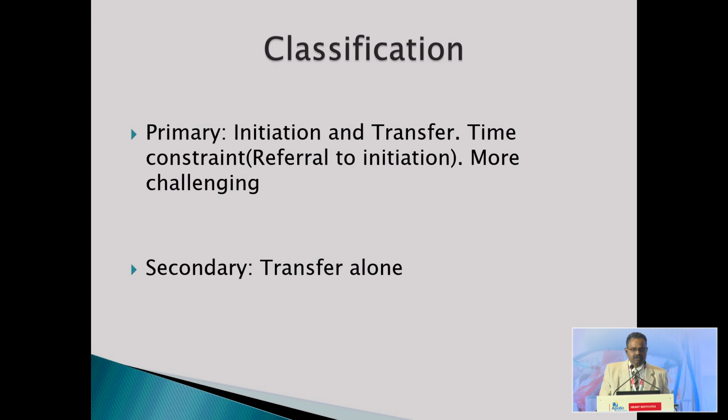And these types of patients are more challenging because once you initiate ECMO, as you all know, there may be some hemodynamic instability, an episode of SIRS, or bleeding issues like that. So once we settle everything, then we can transfer these patients. The second group is secondary transfer, where those patients are already on ECMO, stabilized, and only transferred from one center to the other center. This can be done in a very controlled manner, and time is not a great constraint here.